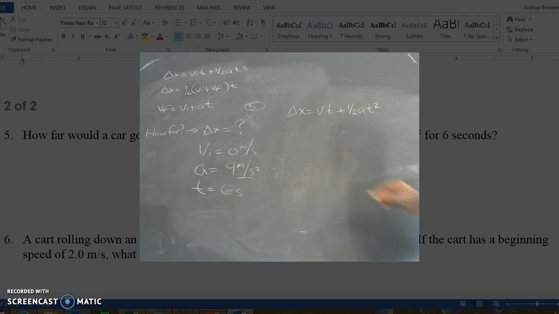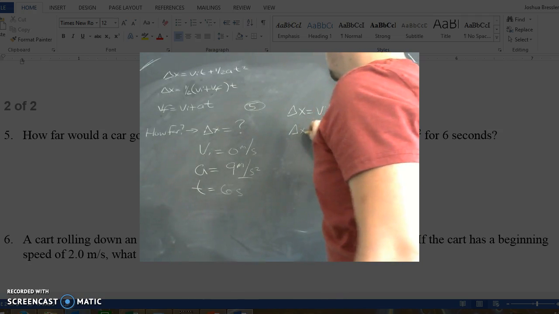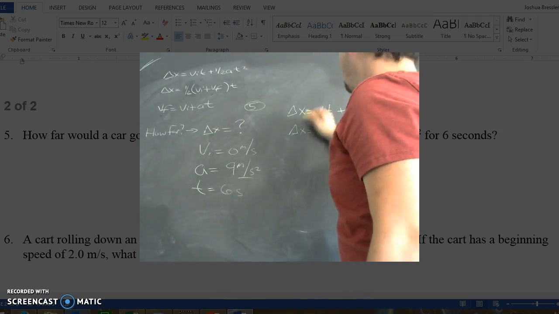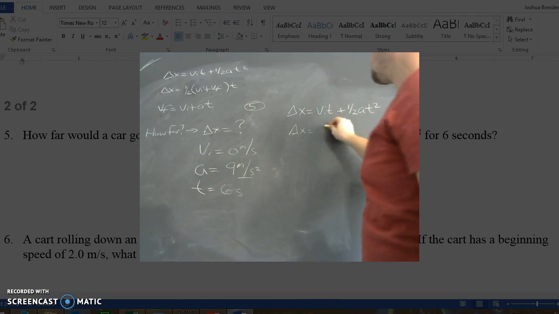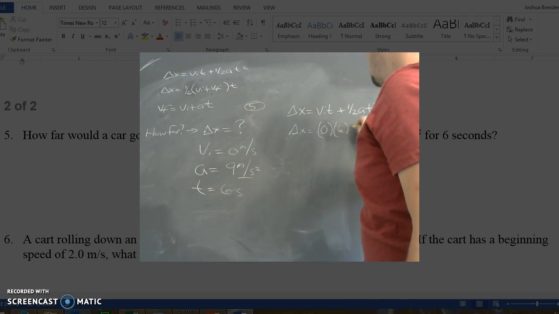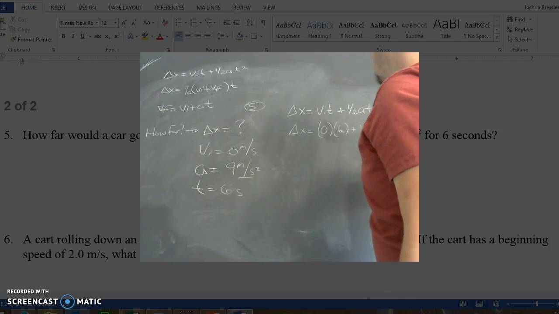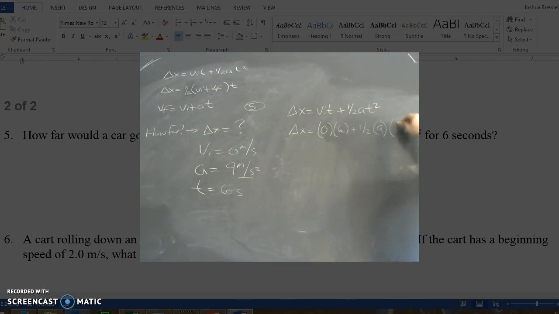And now we begin to plug in. Okay, delta x we don't know, so we leave that one go. VI is 0, so that is 0. T is 6. 1/2 times 9 times 6 squared. Try to be careful when you are plugging into your equation, because it's surprising how often you do see people mess that up.